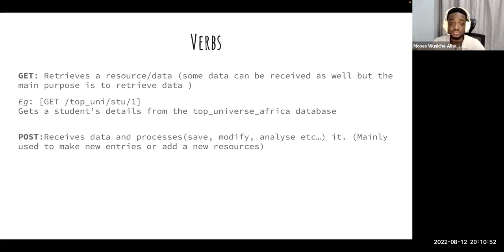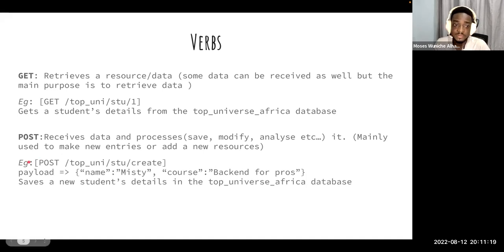But generally, with RESTful APIs, we are dealing with resources. So when we talk about a POST request, we are trying to find ways of generating this data or resources. We would receive from the user, and we are expected to create or generate a resource out of what we are receiving from the user. A typical example would be a POST request to the top universe students route or endpoint with a create. The payload would look something like this.